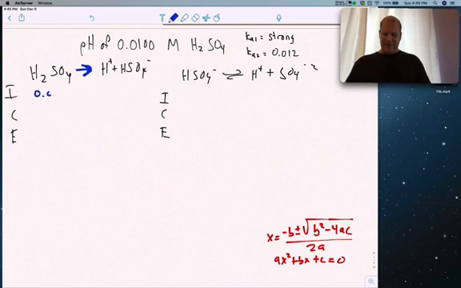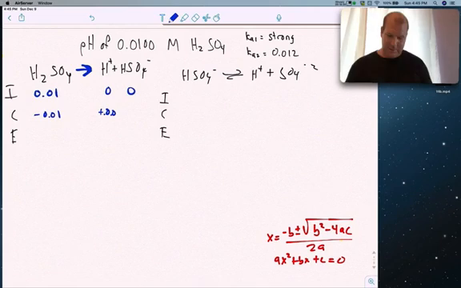So initially we have 0.01 molar, 0, change is minus 0.01, plus 0.01, plus 0.01. Equilibrium is 0. It all goes away. 0.01, 0.01. So that's a strong acid. It breaks apart. Now we have a weak acid.